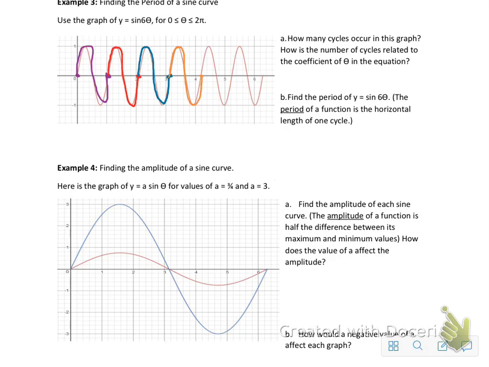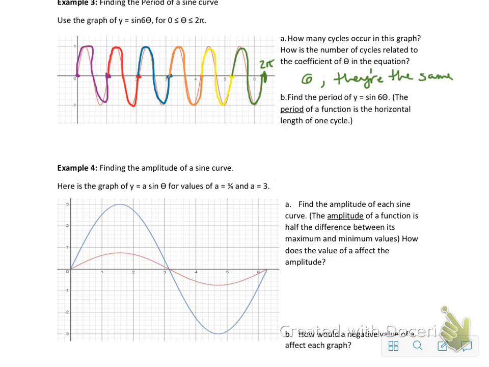That's 4. That's 5, and that's 6. So on this, there are 6 cycles between 0 and 2 pi, because 2 pi is actually right here. That's 2 pi. So 6. And how is that number related to the coefficient of theta? Well, they're the same. So we can assume that the number of cycles from 0 to 2 pi is going to equal the number that's in front of theta. Okay? Find the period of y equals sine 6 theta.